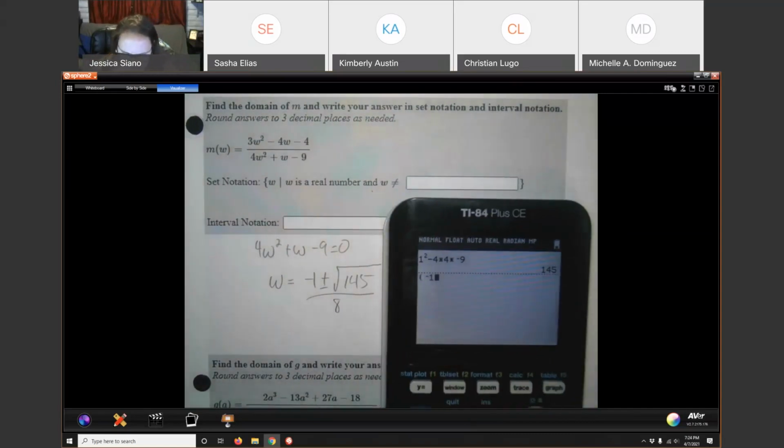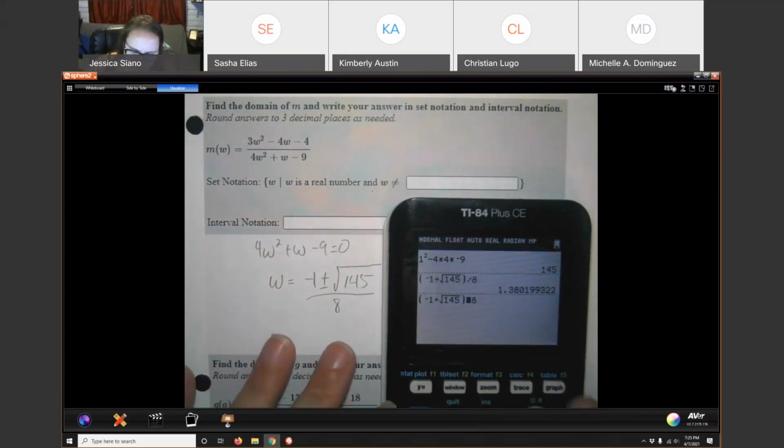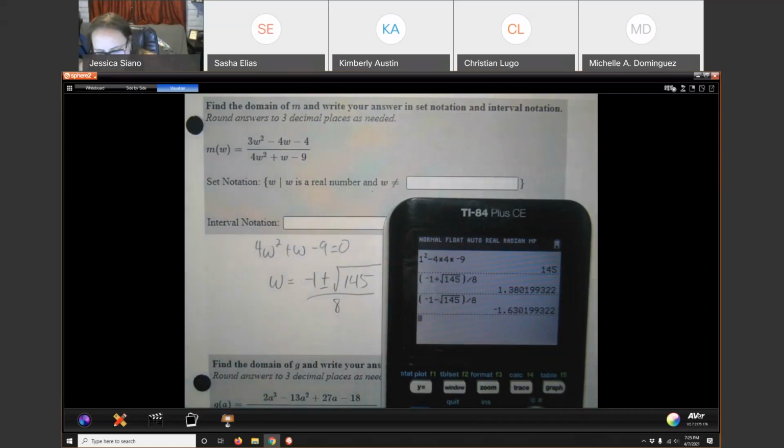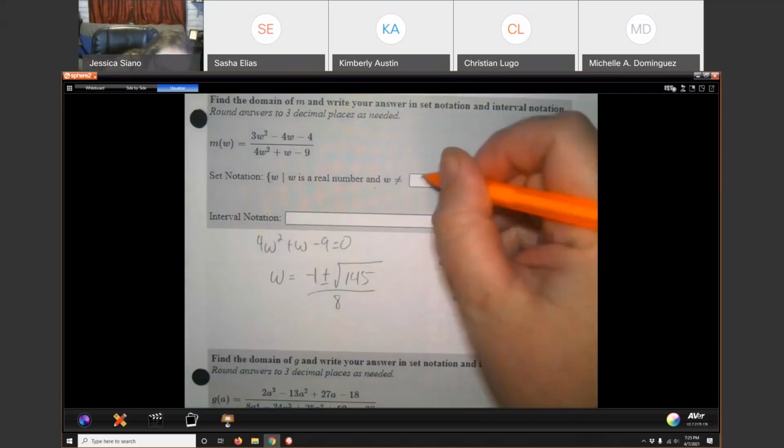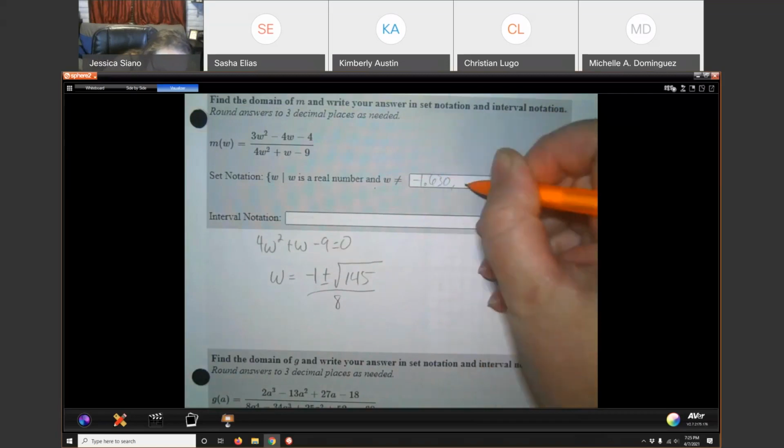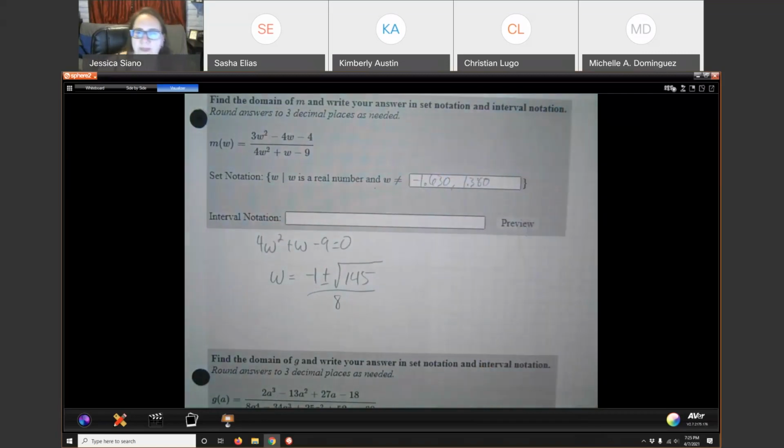Remember that anytime you're putting in a fraction like this, with a numerator and a denominator, you want to make sure that your denominator has its own parentheses and your numerator has its own parentheses. So the negative 1 minus that. So my two values that would make that denominator 0, rounded to 3 decimal places, would be negative 1.630 and 1.380. So all real numbers except those two.